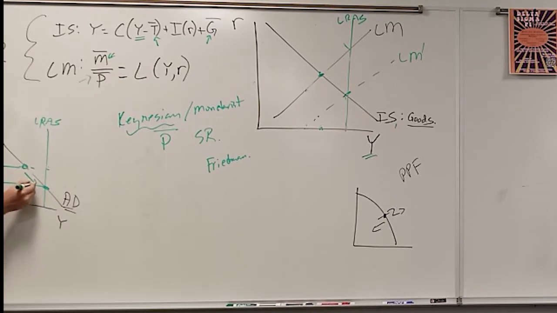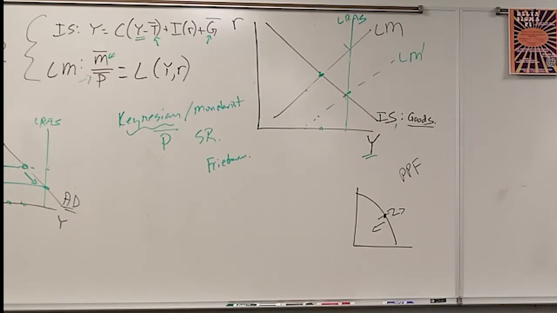So instead we would move along our aggregate demand curve in order to get there. So the classical approach says prices can change. The Keynesian framework says in the short run at least, prices cannot change.